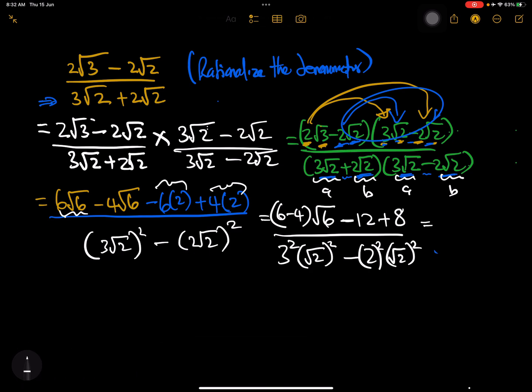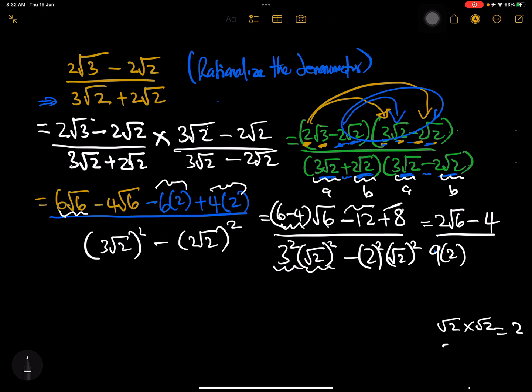So now we are going to have the 6 minus 4. It gives us 2. 2 square root of 6 minus 4. Why minus 4? Because we are owing 12 and you paid 8. So you still owe. That's why it's minus 4. And then we divide it by this squared, which is 9. And then this squared is just 2. It's just 2 because you have square root of 2 times square root of 2.